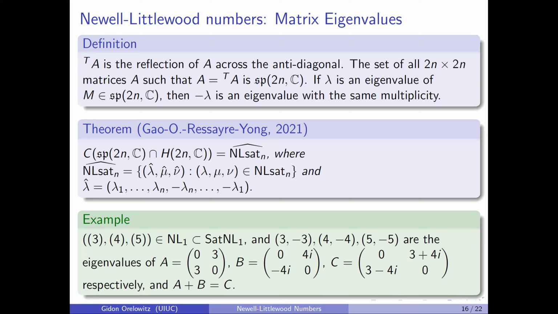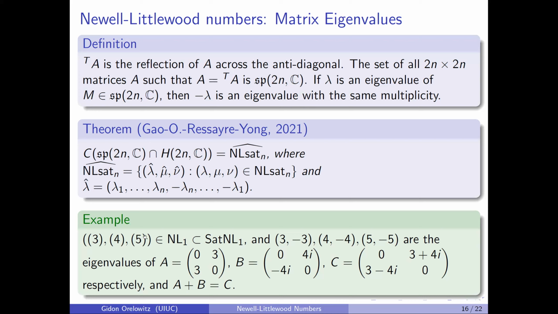So our version of the matrix eigenvalue problem is that if you look at Hermitian matrices with 2n variables that are also in the symplectic algebra, then we get back the usual matrix eigenvalue problem. When is the sum of two of those matrices equal to a third? Well, those triples of eigenvalues correspond to partitions by taking the positive half, and those partitions are exactly the saturated Newell-Littlewood semigroup. So that's a slightly more complicated statement because the partitions don't exactly align, but I think this example will make it more obvious.